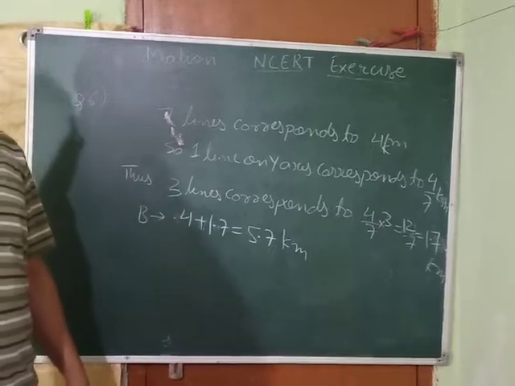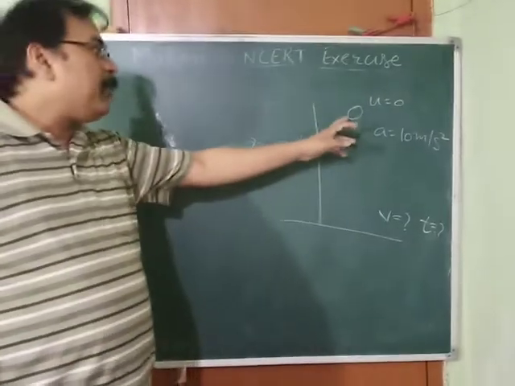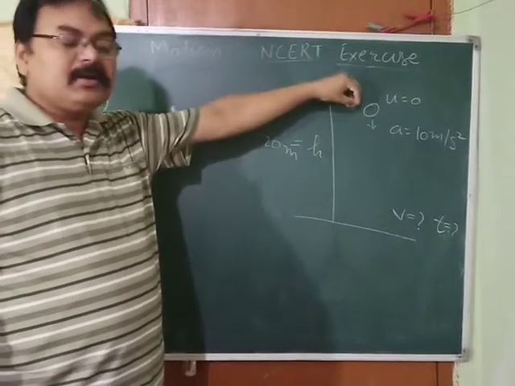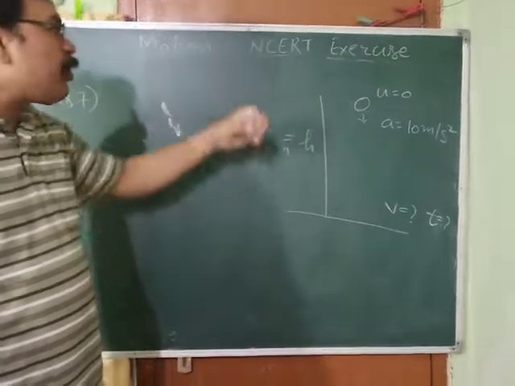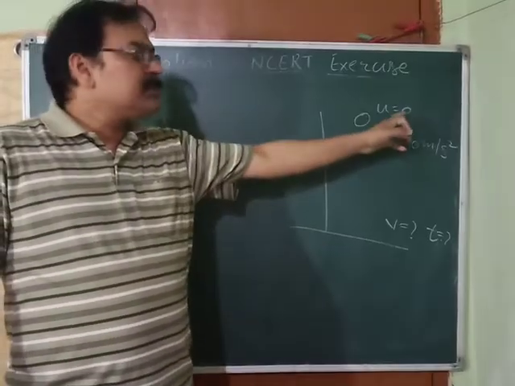Now we will go to question number 7. See, in question number 7 there is a ball at a height of 20 meter, and from there it is being dropped. When you are dropping anything, what is the velocity of that body? It is at rest, so the initial velocity is 0.